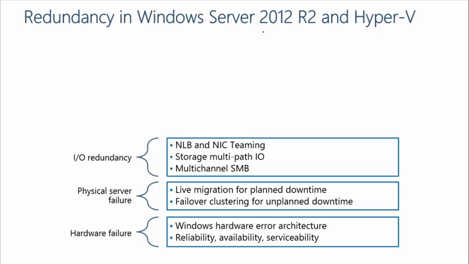With I/O, there's NLB and teaming, storage multipath, and SMB multichannel. So this involves not the server going down, but a channel going down. In real terms, this translates into a cable failure or a switch failure. We see an inordinately high failure rate on 10 gig cables. For some reason, the cable will run fine, and then it will just fail. We use a lot of 10 gig cable, and it's a much higher failure rate than we see, for example, on traditional 1 gig cables. So you've got to plan for these things.